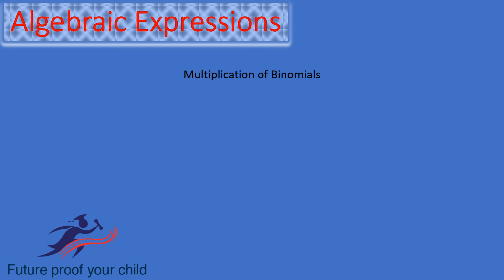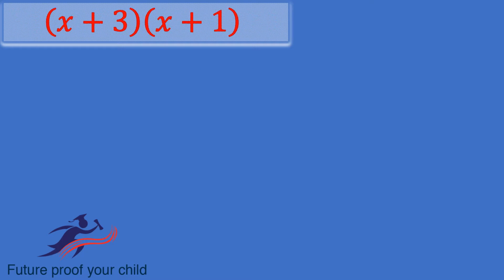In this video, we're going to take a look at algebraic expressions, and we're going to focus on the multiplication of binomials. In this question, we are asked to multiply x plus 3 and x plus 1. X plus 3 is a binomial and x plus 1 is another binomial. So what we're going to do is follow the concept of FOIL.